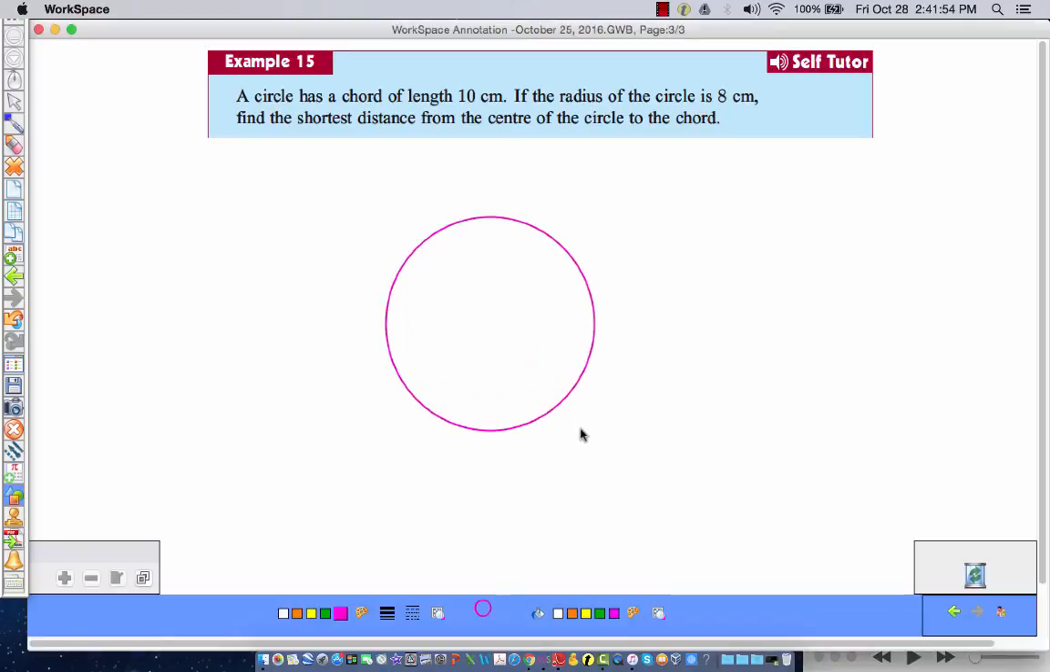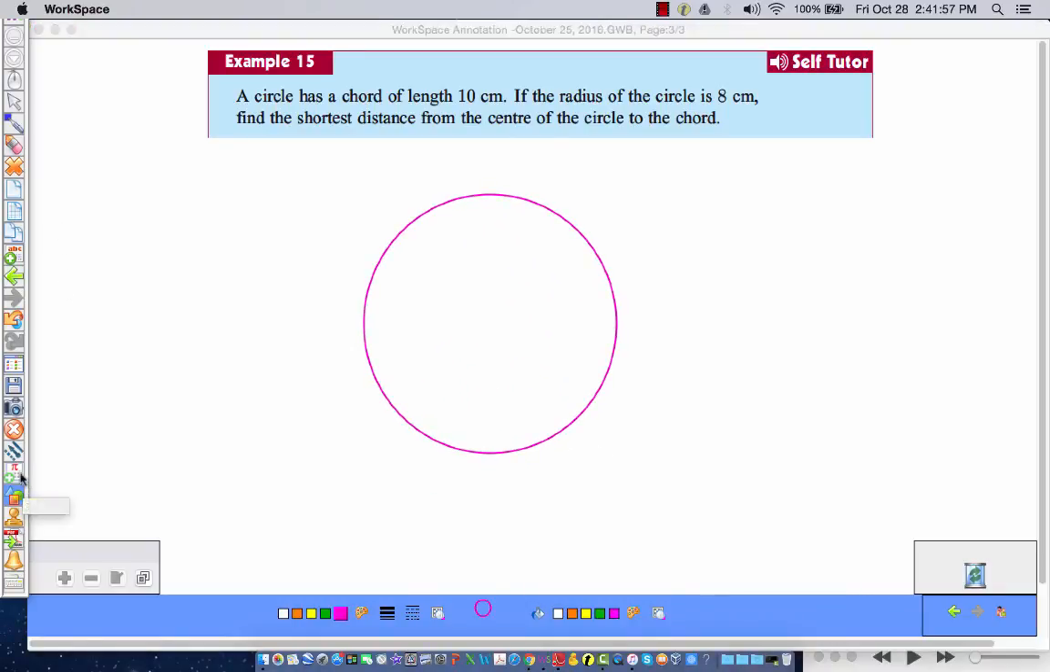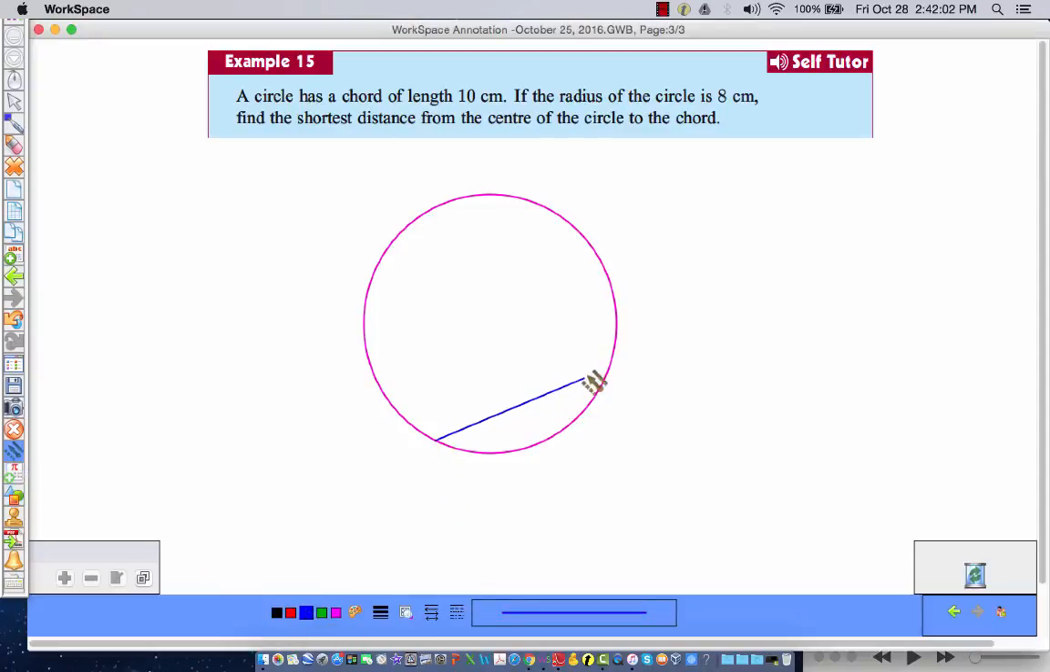So we got a circle. Okay, and I'm just going to do some random chord. We'll make it blue. So I don't know, from here to here. Okay, and then we are told that this is of length 10. Okay, and then we'll say the center is here. And we're told that the radius of the circle is equal to 8. So I'm going to draw a radius right to this end, because that's going to help me out here in a second. And we are told the radius is 8.